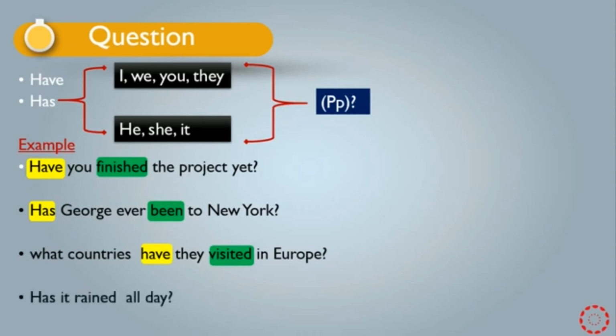Has it rained all day? Has at the beginning. Okay, because I have it, so it became has, and rained, which is past participle, and all day, which is complement. Has it rained all day?